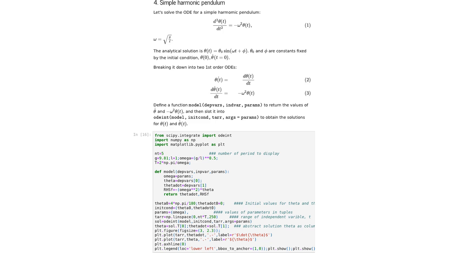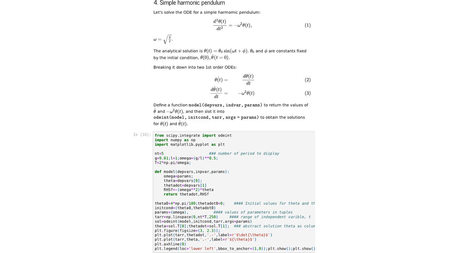Let us reinforce our understanding by applying this technique to another classic physics problem: the simple harmonic pendulum. The equation of motion for small oscillations is given by the second derivative of theta with respect to time t equals negative omega squared times theta, where omega is the angular frequency related to gravity g and pendulum length L by omega equals the square root of g over L.